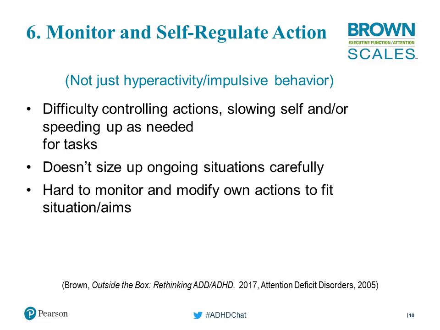The sixth cluster is not just about hyperactivity and impulsive behavior. It has items related to that, but you'll find that many people with ADHD have difficulty controlling their actions. Sometimes they're too slow when they need to speed up, and other times they're too speeded up when they need to slow down. Often they have difficulty sizing up social situations adequately and find it hard to monitor and modify their own actions to fit the circumstances in which they're operating at the moment.